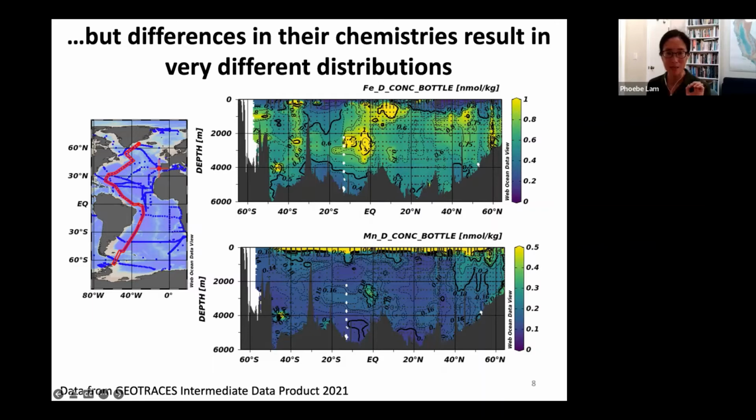And then manganese, again, same way you read it, this is a slice, yellow is high, so you see that manganese is really high in the surface. So I told you it was a micronutrient, but it's never limiting, it's super high in the surface, and then it gets low in the deep.